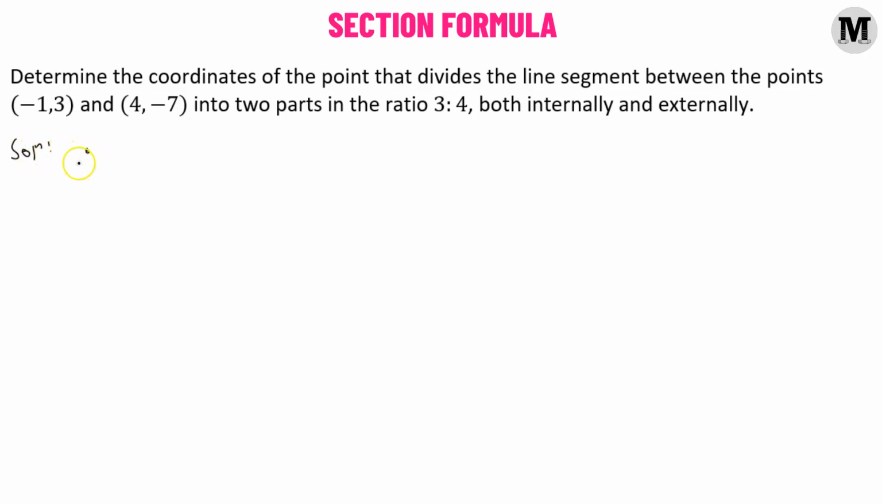So here we will consider 2 points. First, let's say we have a point A. Point A has the coordinates (-1, 3). And we have the next point B. B has the coordinates (4, -7). So let's join the 2 points.